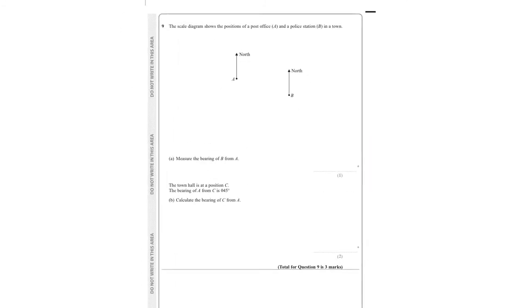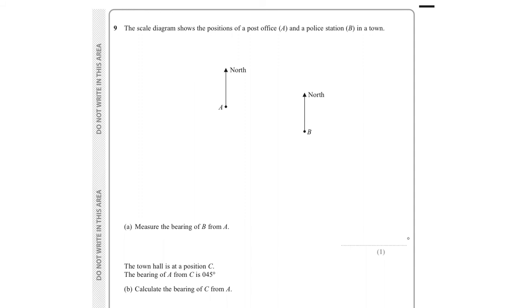Okay, question 9, bearings. The scale diagram shows the positions of a post office A and a police station B in a town. Measure the bearing of B from A. Now, with bearings, if it says from A, it means we start at A. We always start at the north line and we go clockwise. The first thing I'm going to do is draw a straight line using my ruler between A and B.